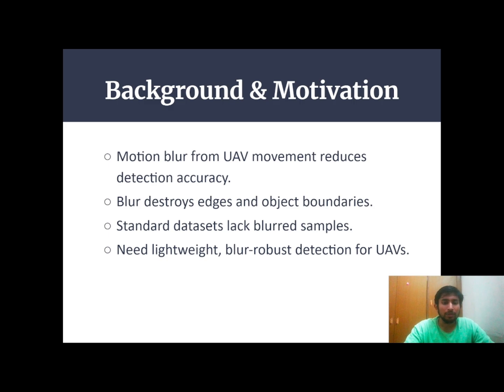These problems become even worse because the standard datasets rarely include motion blurred samples. So the detectors which are trained on clear images fail when deployed on UAVs. Recent research identifies the need for lightweight solutions, real-time inference, and blur robustness for edge devices like drones.